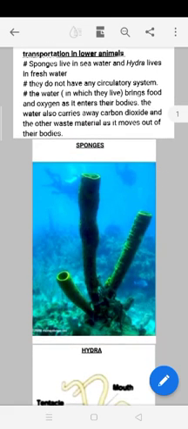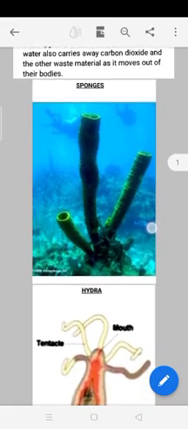If you see the picture of sponges, you can see at the top of the sponge there is one big hole, and side by side the body is also fully covered with small pores. Through these small pores water will enter, and from the big pore present at the top of their body, it will move out. So water can pass through this water canal system which is present within their body. A very simple body structure.